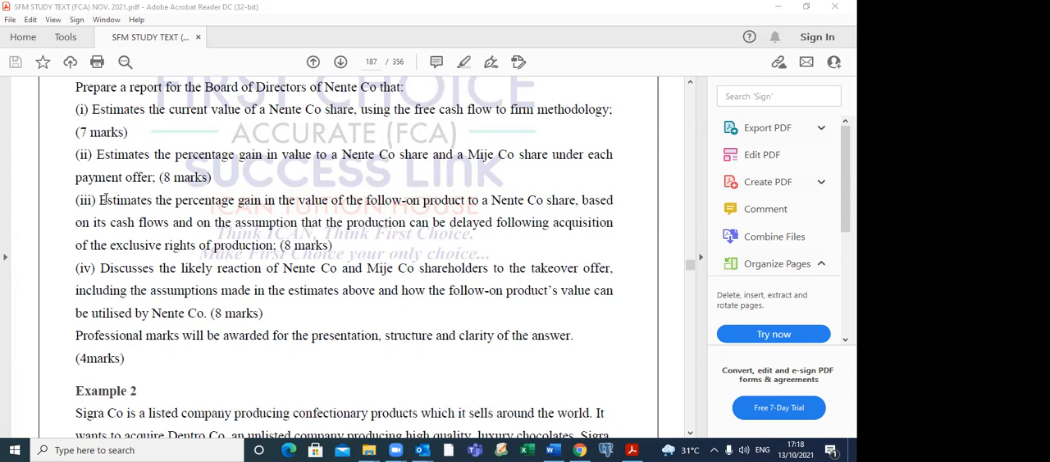So requirement 3 of the question says that we should estimate the percentage gain in the value of the follow-on product to a net equal share based on its cash flows and on the assumption that the production can be delayed following acquisition of the exclusive right of production. Now, what is the background to this?